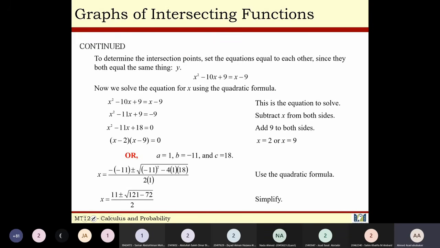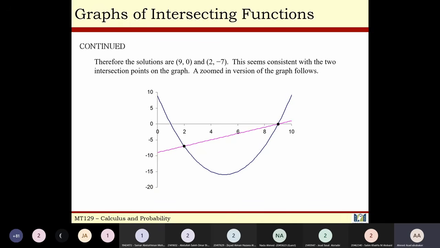Okay, look at the graph. We don't need the graph, but to show our answer, look at the first point 9, 0, and the second point 2 and negative 7. These are the two intersection points for y1 and y2.